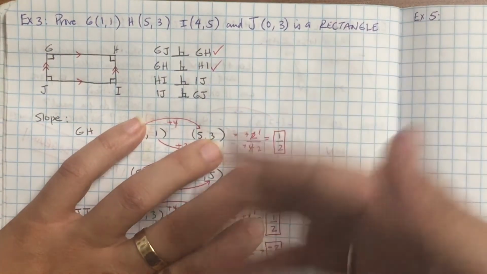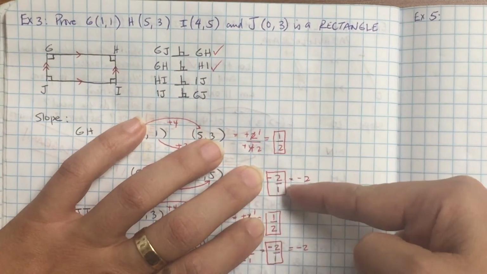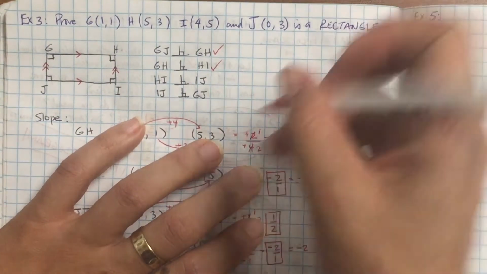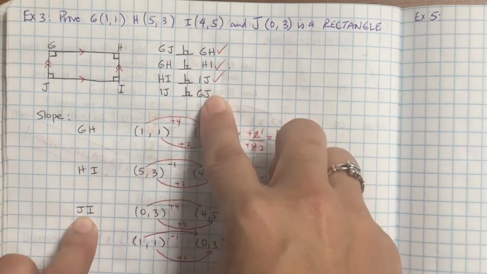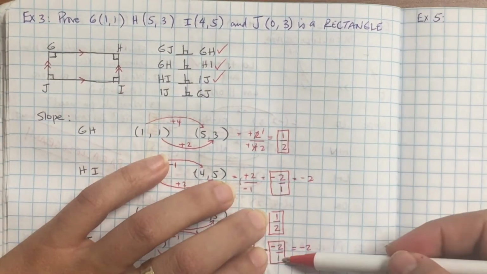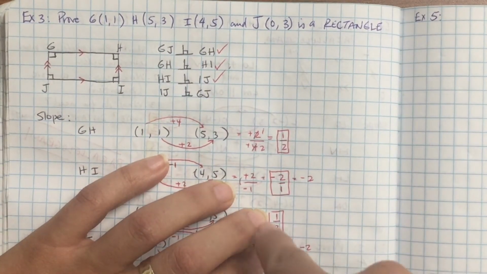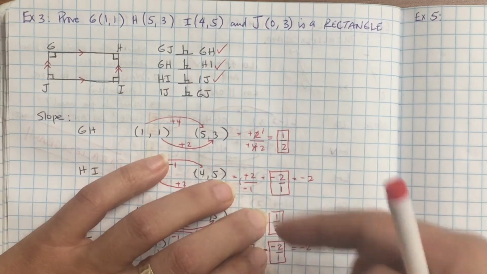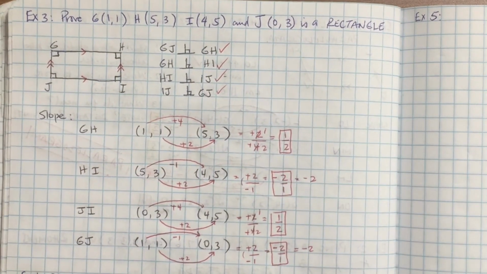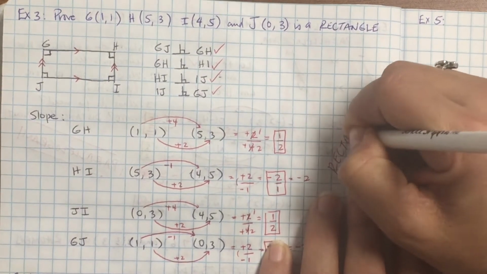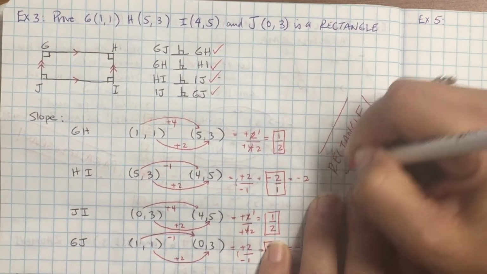All right, again, flip it. So that's going to be 1 on top, 2 on the bottom. Change that to a negative, and it's true. Last one, IJ and GJ. So flip it. So it's 2 over 1, change the sign, it becomes positive. That's true. Even the other one, flip it, 1 over 2, and change the sign, becomes negative. Doesn't matter which way you do it. So that proves that that's a rectangle.